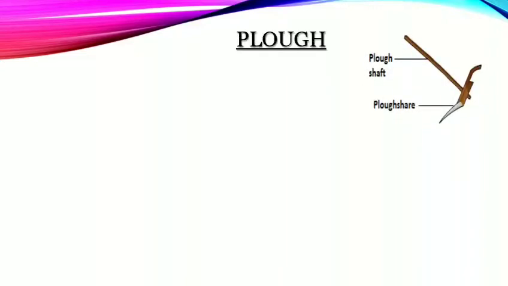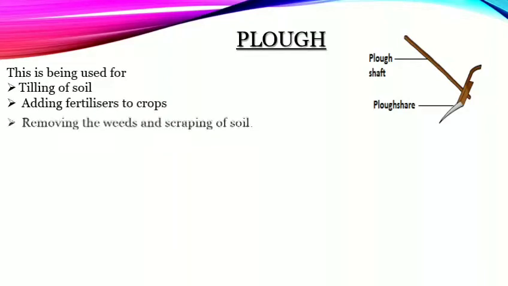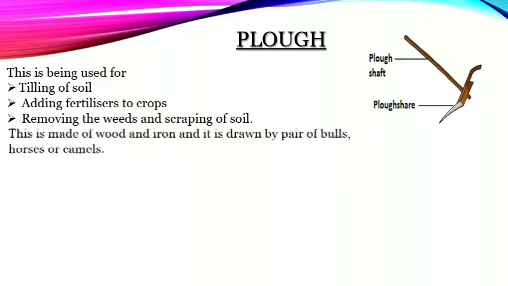The first method in agricultural activity is preparation of soil, and it is done by plow, hoe, and cultivator. Since ancient times, we have been using the plow for plowing the field. It is used for tilling the soil, adding fertilizers to crops, removing the weeds, and scraping of soil. This is made of wood and iron and is drawn by a pair of bulls, horses, or camels.